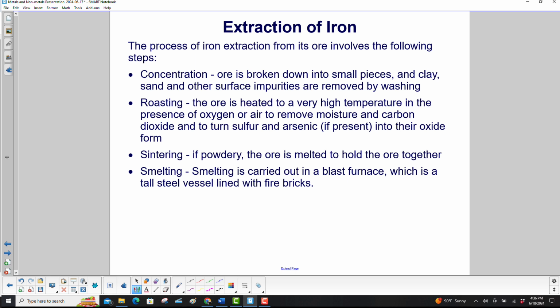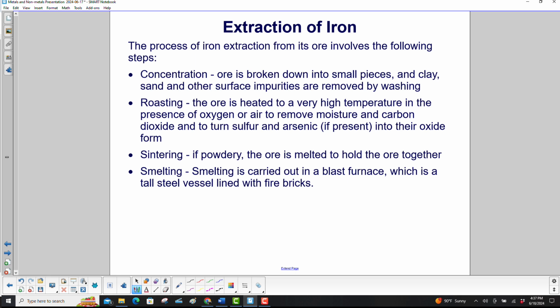Concentration. The ore is broken down into small pieces, and clay, sand, and other surface impurities are removed by washing. Roasting. The ore is heated to a very high temperature in the presence of oxygen or air to remove moisture and carbon dioxide and to turn sulfur and arsenic, if they're present, into their oxide form. Sintering. If powdery, the ore is melted to hold the ore together.